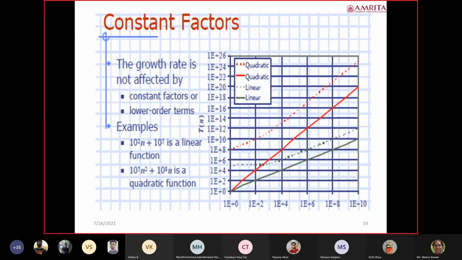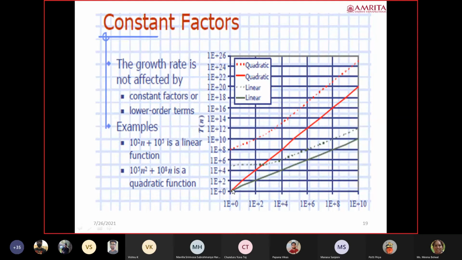Let's take an example. Suppose you have 10 square n, which means 100n plus 10 to the power 5. This is a constant. Now this, 100n plus 10 to the power 5, is a linear function. Linear function means here the highest order is n. You can also represent it as O(n), right? So how is it linear?